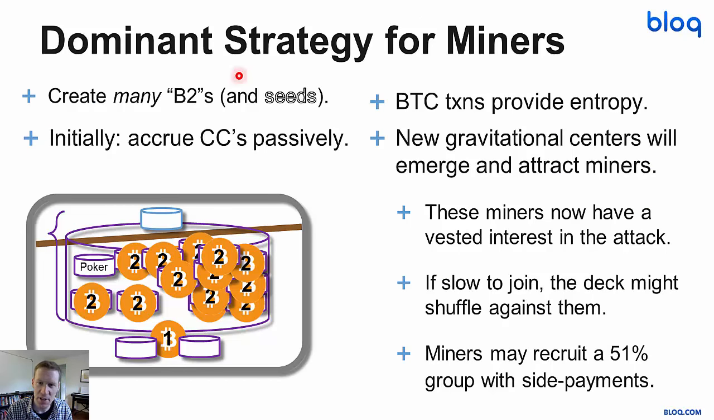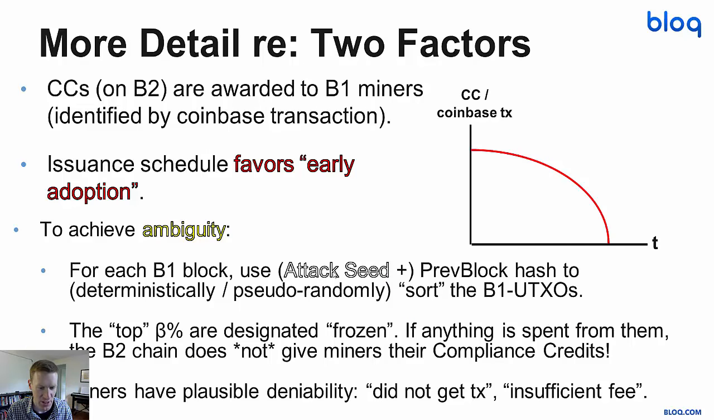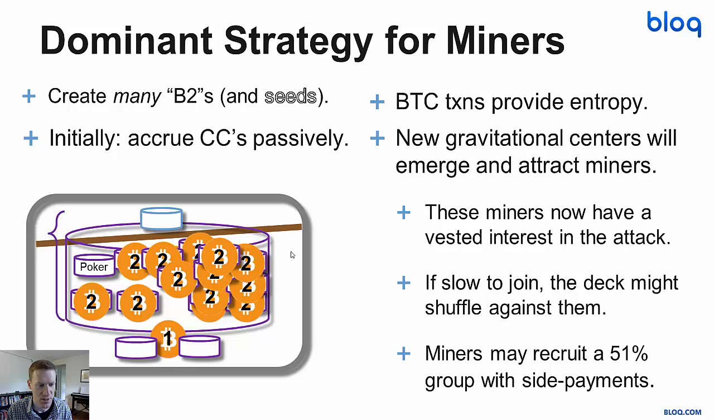So what's the dominant strategy for the miners now? Well, it's to create many different Bitcoin 2s, lots of them, each with many different seeds. I asked you to ignore this earlier, but these are the random seeds for sorting the UTXOs. So now we are going to create lots and lots of these, and they will accrue through no virtue of their own, purely on a luck basis. They will accrue these compliance credits.